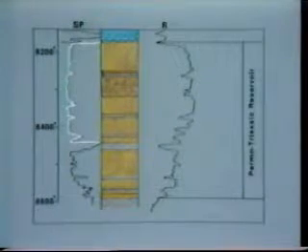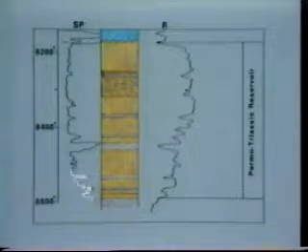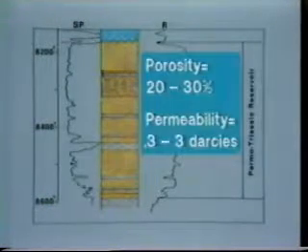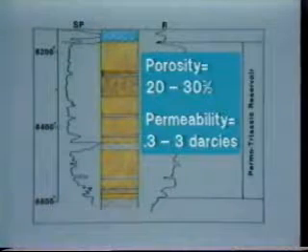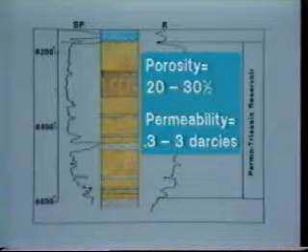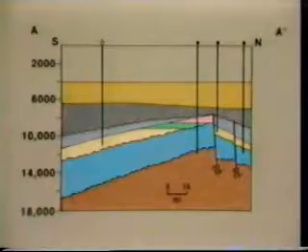These sands cap an upward coarsening deltaic sequence reflected on this part of the SP log. In general, the reservoir quality is excellent, with porosities between 20% and 30%, and permeabilities from 300 millidarcies to as high as several darcies. The early pre-discovery seismic data was of excellent quality. It clearly showed the up-dip truncation of the Sadlerochit, and allowed industry scientists to accurately define the Prudhoe Bay structure.